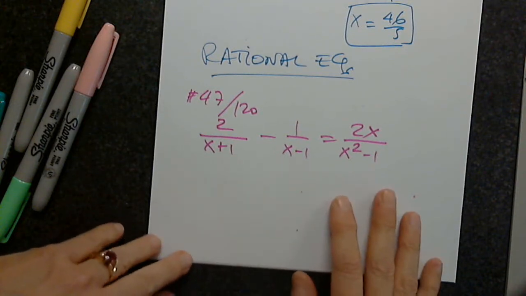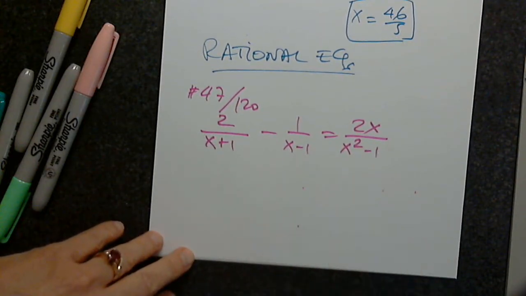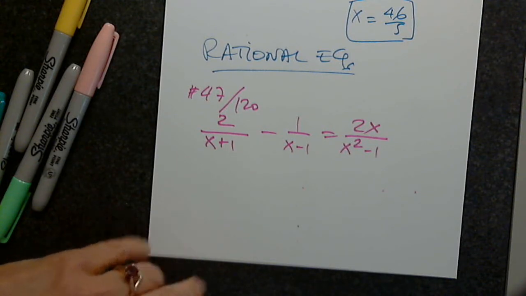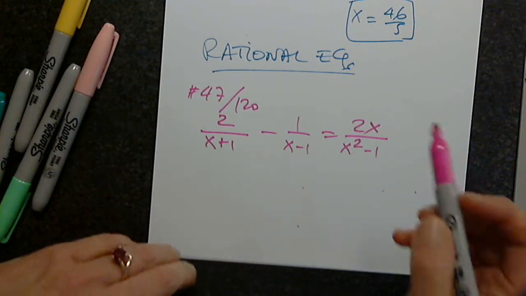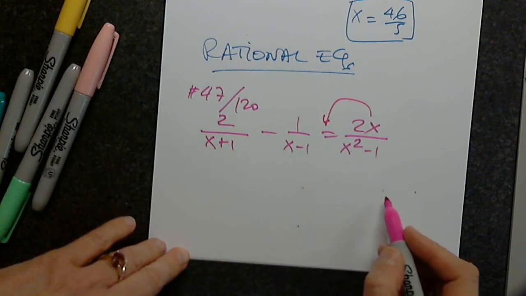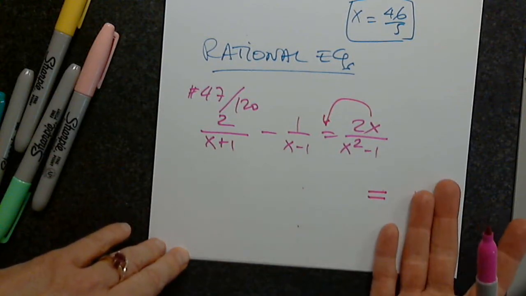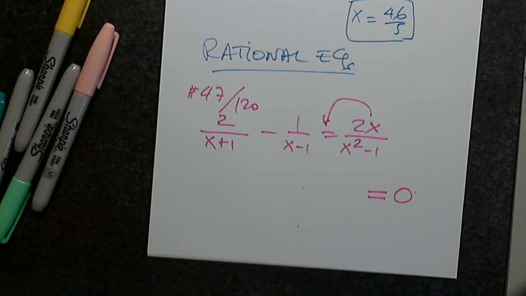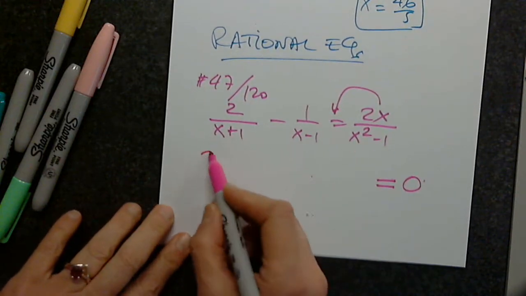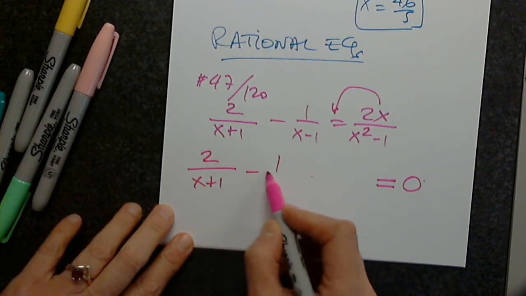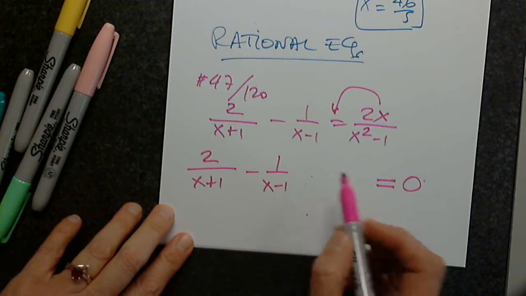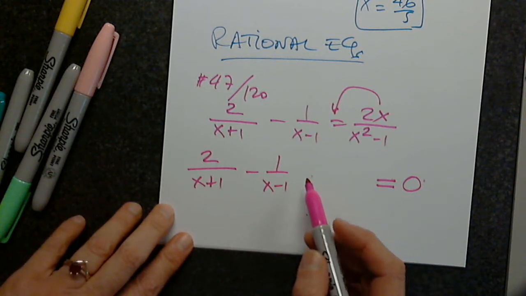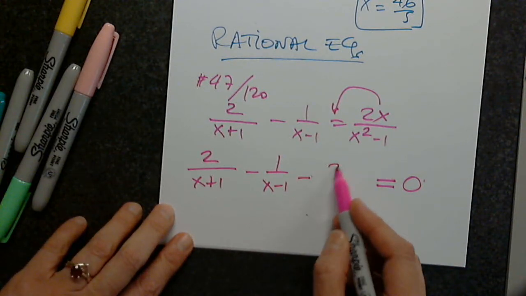So a rational equation is totally different than a linear equation. What I would recommend is move this term to the other side, and if I do that, what is left on the right-hand side? Of course, if I move the only expression that is on the right-hand side to the left-hand side, obviously there is nothing else left. So then I have 2 over x plus 1 minus 1 over x minus 1. And what do I have to write next? Of course, 2x at the top.